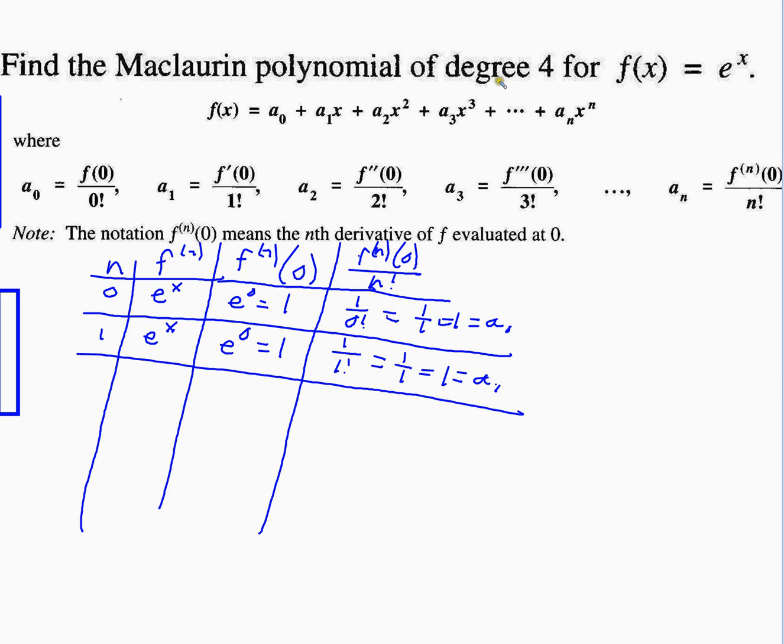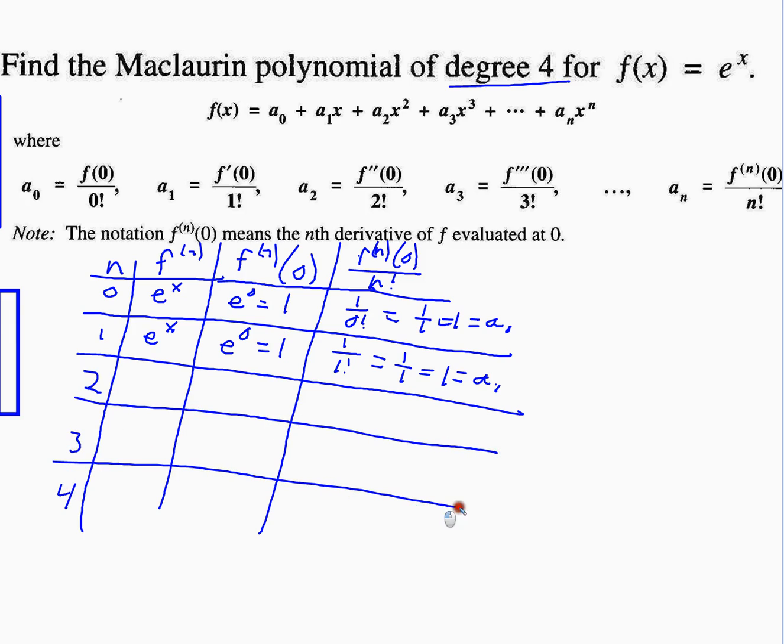Now we're going out to degree 4. So degree 0, degree 1, degree 2, degree 3, degree 4. So actually we're going to do this 1, 2, 3, 4, and 5 times. So we're going to go up to a 4 here. So we're going to do a 2, a 3, and a 4. And the derivative again, it's nice and easy. Plug in 0, you get 1. So now you're going to do 1 over 2 factorial, which is 1/4. That's our a sub 2.